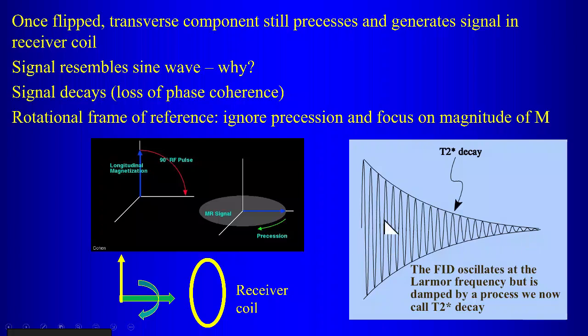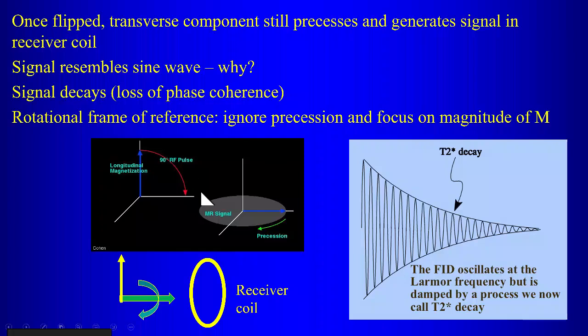By the way, this example here, where you just flip it 90 degrees and then get your signal and watch the signal decay, is called free induction decay. That's the terminology for that. The main reason why the signal decays is because of loss of phase coherence. We'll talk about what that means.